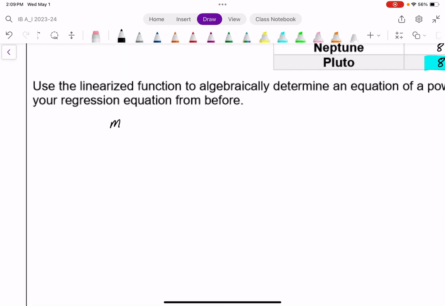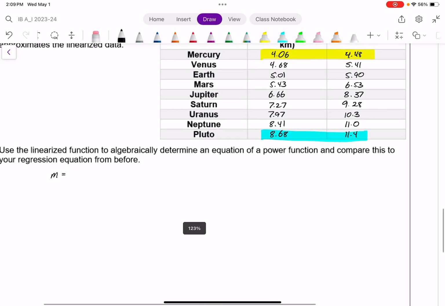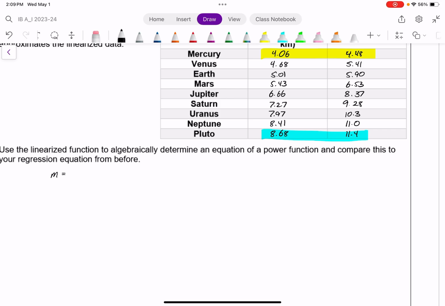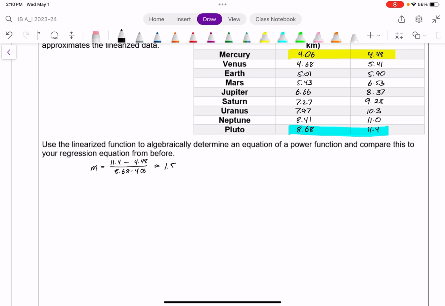So my slope of this linearized model is going to be 11.4 minus 4.48 in my numerator and 8.68 minus 4.06 in the denominator. And keep in mind, all of these values were rounded to 3 significant figures, so everything here is an approximation. But I get it really close to 1.5. So there's my slope of this linearized function. And if I want to find the equation of any line, I just need a slope and a point. I've got lots of points.